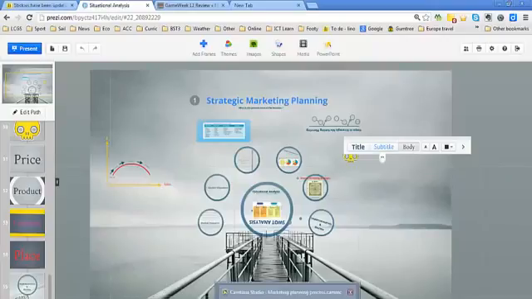So there you have it. This is the whole process of marketing planning that any business will go through. You can see all the bits and pieces that I've discussed with you today. Obviously you can go back and look at them in more detail.